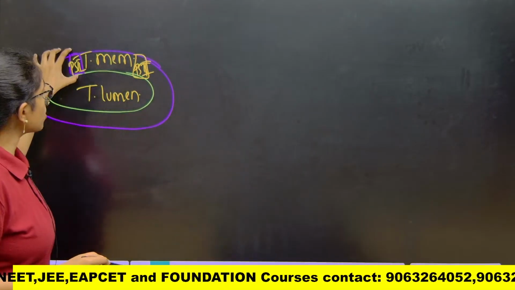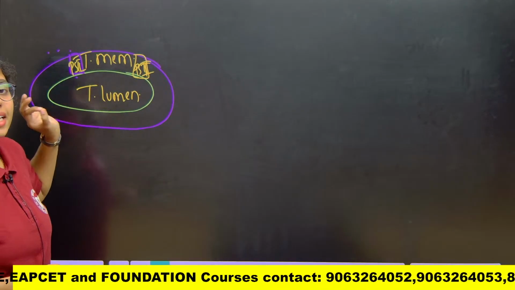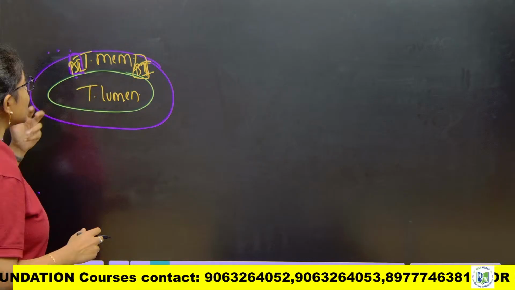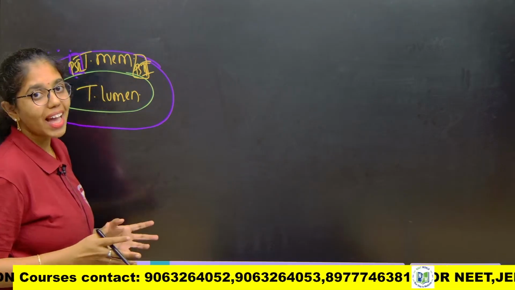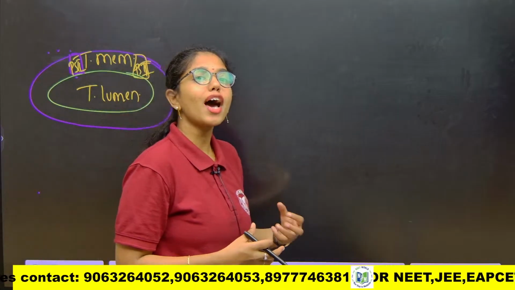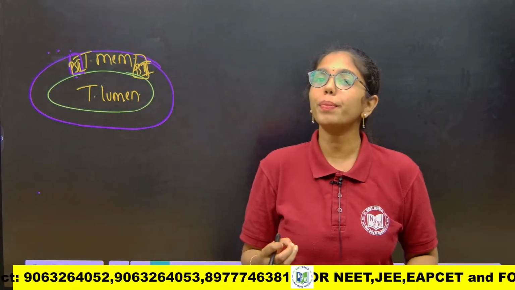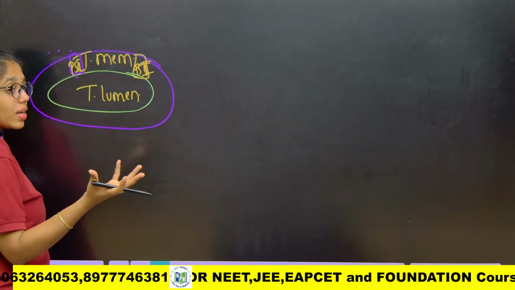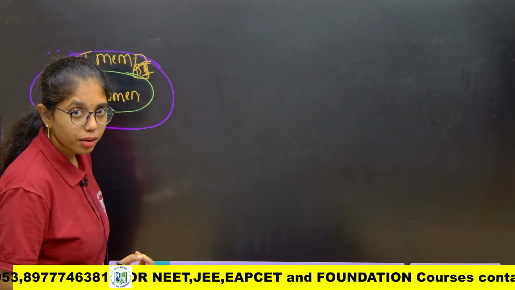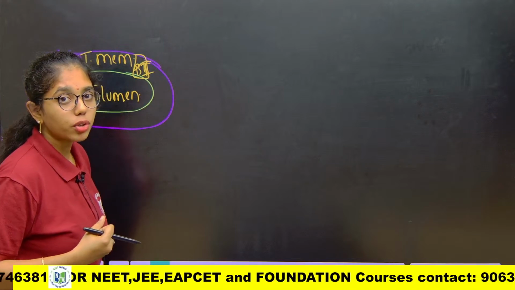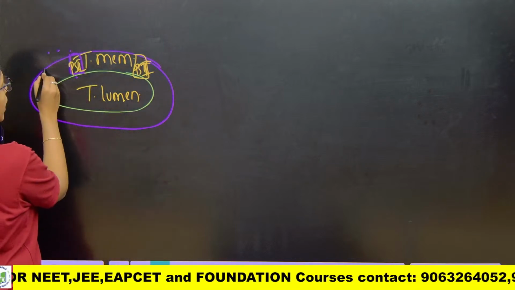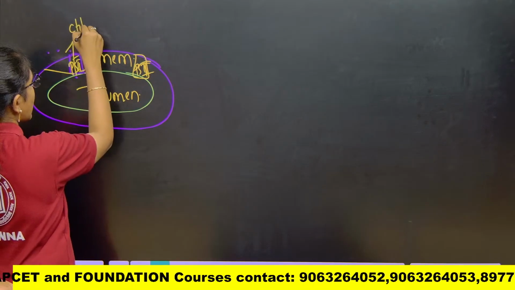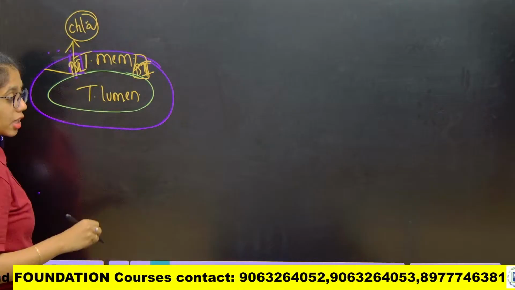How is this non-cyclic photophosphorylation activated? We know that light harvesting complexes are present in the photosystems. These light harvesting complexes have accessory pigments or antenna pigments and the core pigment as well. The accessory pigments or antenna pigments capture the light energy at different wavelengths, and that is passed to the core pigment.